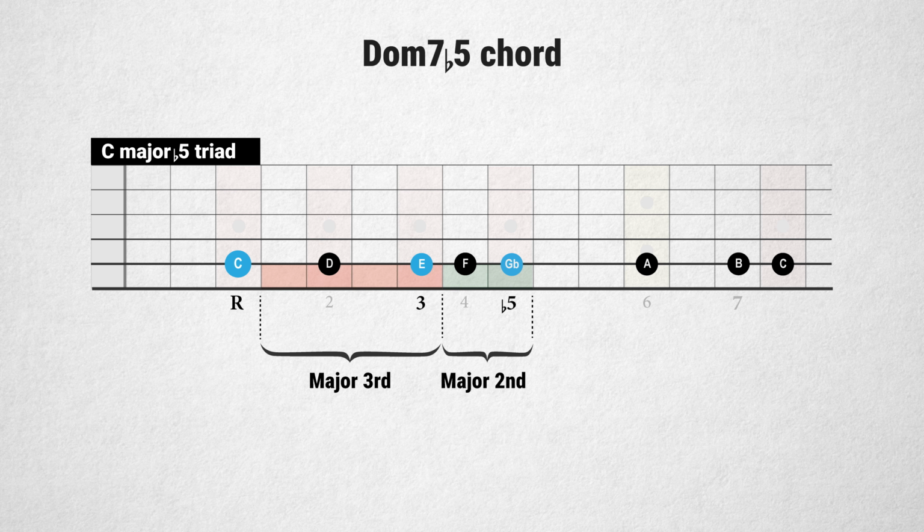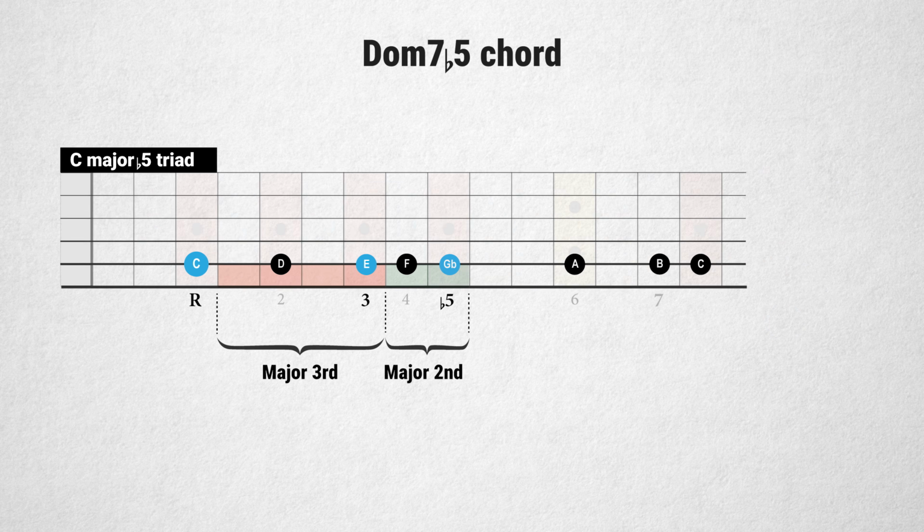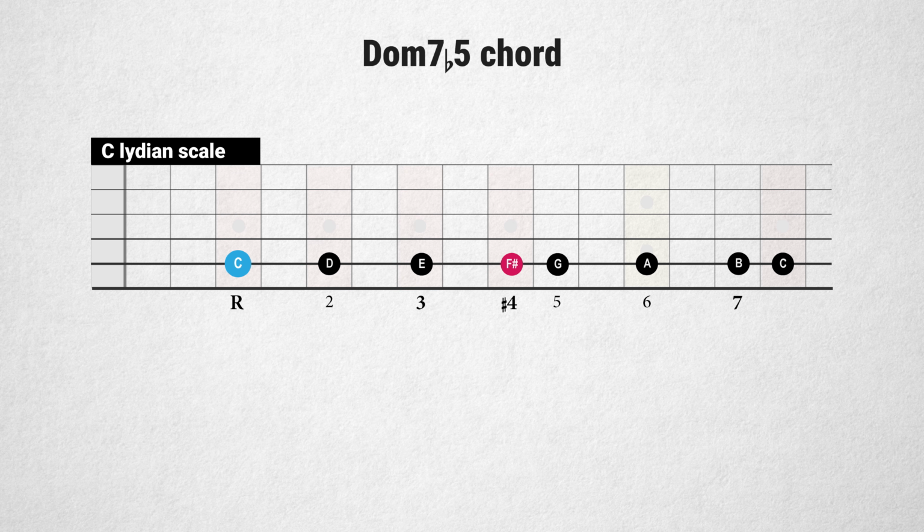Now this chord is special because it's built on a major triad with a diminished 5th degree. So the root C, a major 3rd E and a diminished 5th G flat. And it sounds like this. Now the diminished 5th is enharmonic equal to the augmented 4th. G flat and F sharp are the same notes. It belongs to the Lydian mode, which is a major scale with an augmented 4th degree.